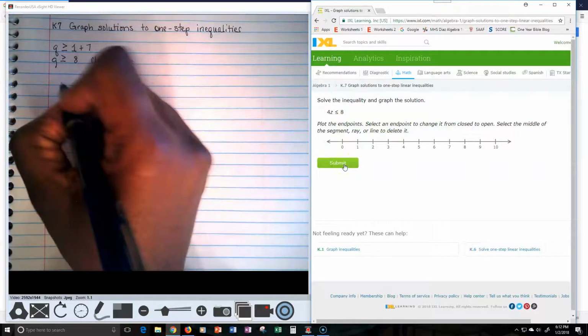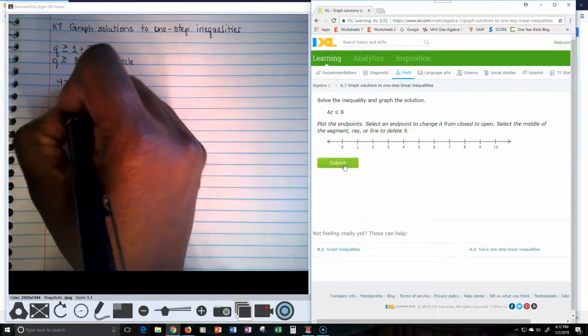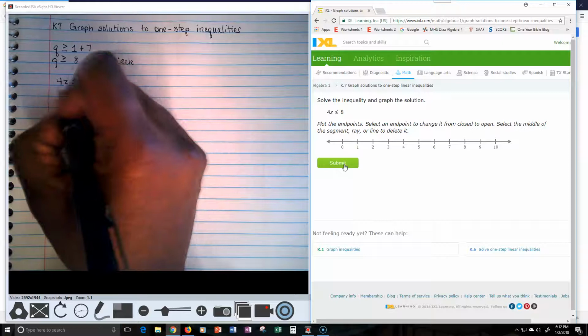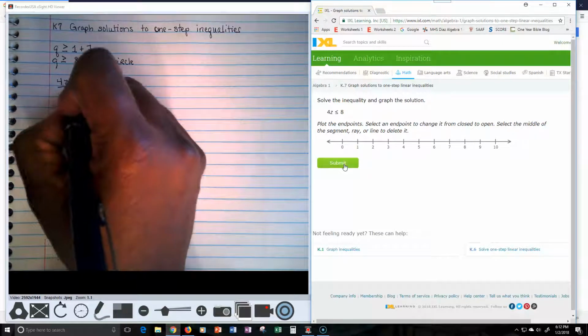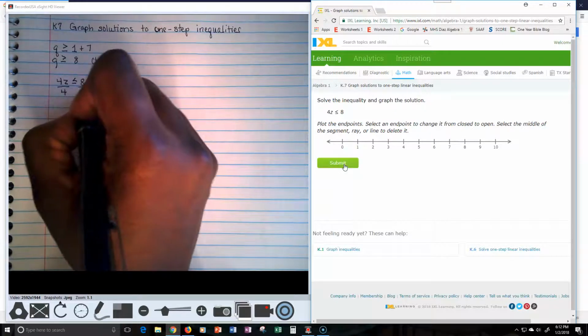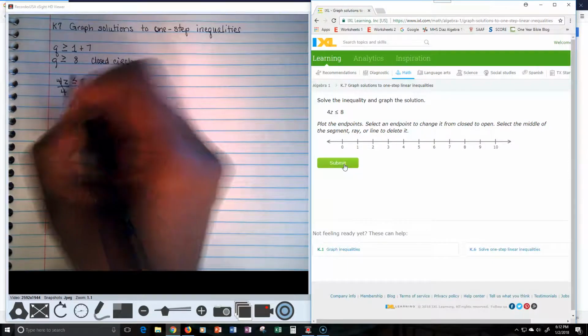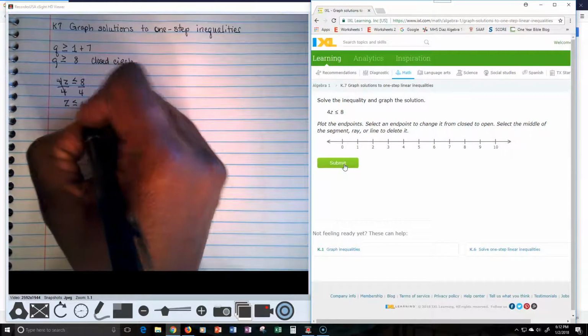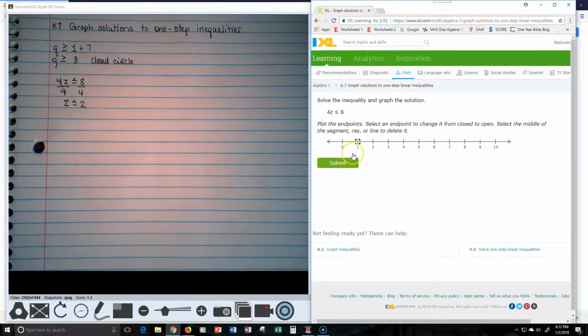All right, our next one is 4z is less than or equal to 8. Well, we're multiplying, so our opposite is to divide by 4 on both sides of the inequality. Therefore, z is less than or equal to 2. So again, we know that we're dealing with a closed circle. We know that we're comparing z to the number 2. And z is all values less than or equal to 2.